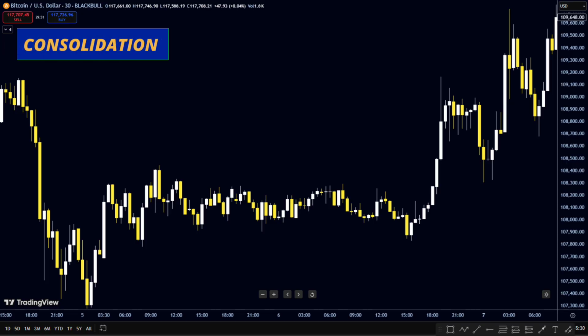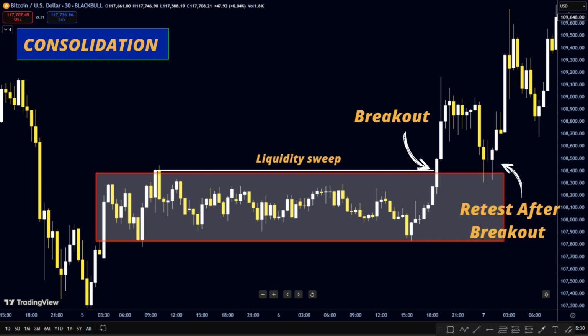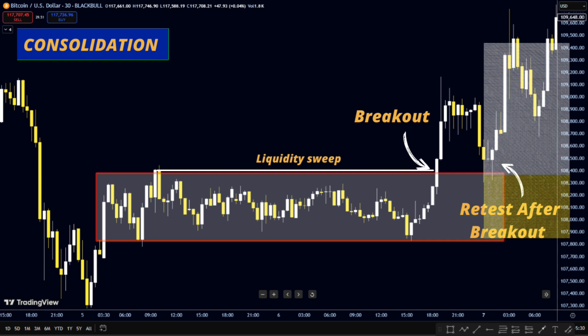Here's an example. Price moves between here and right here for several candles, just back and forth. No breakout, no direction. When you see this, do nothing. Smart traders wait. They wait for a breakout, or even better, a liquidity grab, a change of character, and then a real trend to begin.